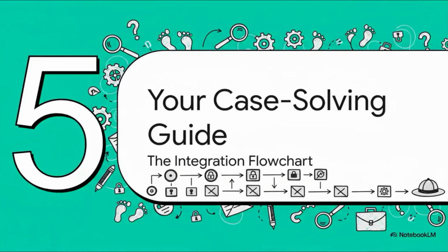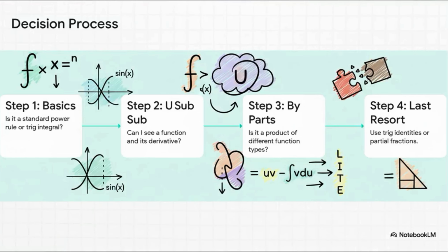So we've gathered all the clues, we've profiled our suspects. Now let's put it all together into a master protocol, a step-by-step flowchart that you can use to crack any integration case that happens to land on your desk. Here it is. This is your game plan, your tactical approach. Step 1, always check for the easy stuff first. Can this be solved with a simple power rule? If not, move to step 2.